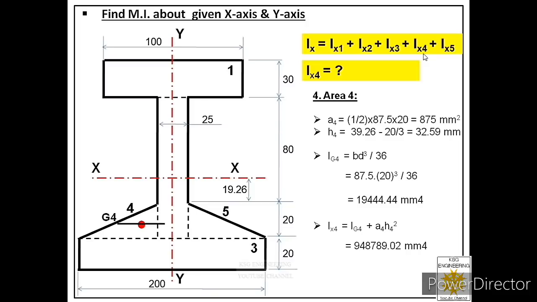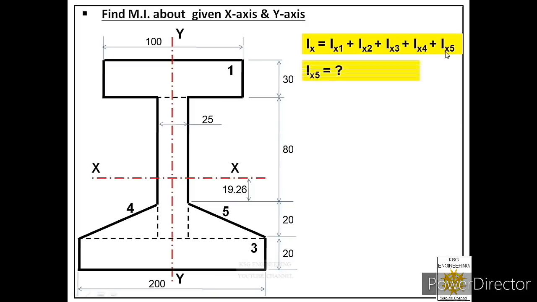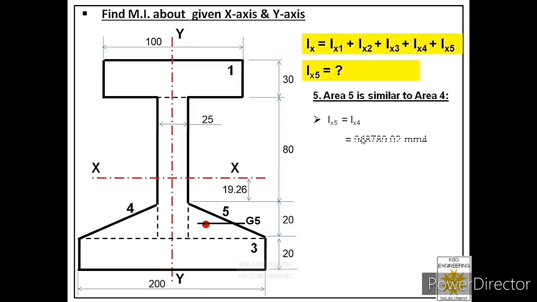Now next we should go for Ix5. When you find Ix5, you will see that area 5 is exactly similar to area 4. So there is no need to calculate Ix5 separately. We will directly say Ix5 is equal to Ix4. So we will take the same value calculated in the previous step.